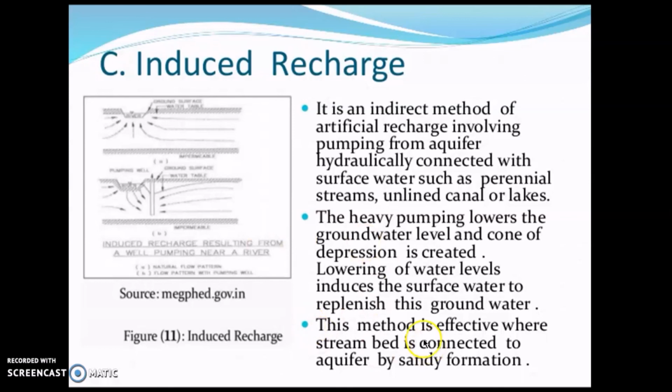This method is very effective where the bed is connected to the nearest aquifer by a sandy formation. That is what I'm saying. In the sandy formations, the pores in the nearest stratum will be high, right? So all the pores will be high and the infiltration rate will be very high, and this cone of depression will be easily workable, right?